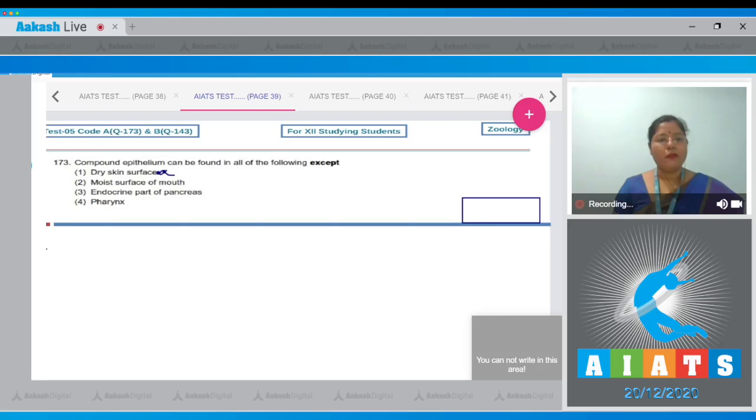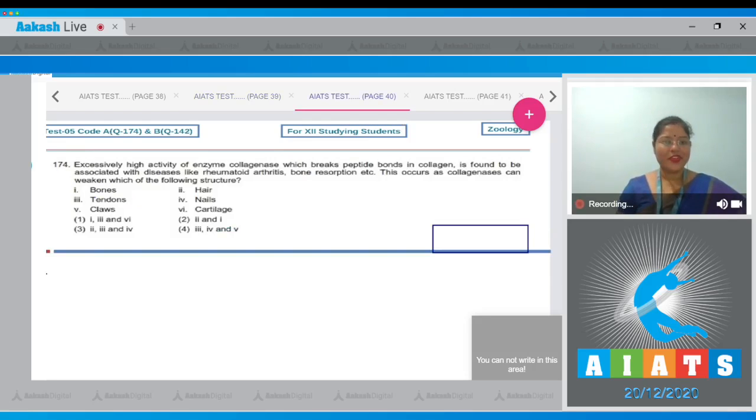Moist surface of mouth and pharynx, they are internally lined by non-keratinized stratified squamous epithelium. So these cannot be a correct answer. Option number 3, endocrine part of pancreas. In this part, compound epithelium is not present. So correct answer to our question is option number 3. Let's move on to the next question.